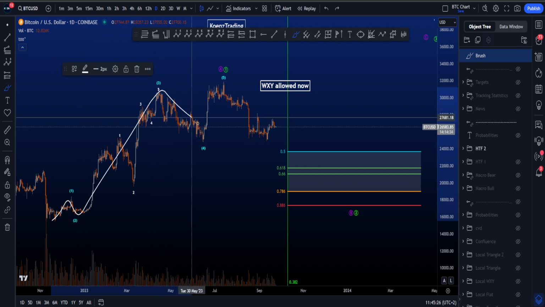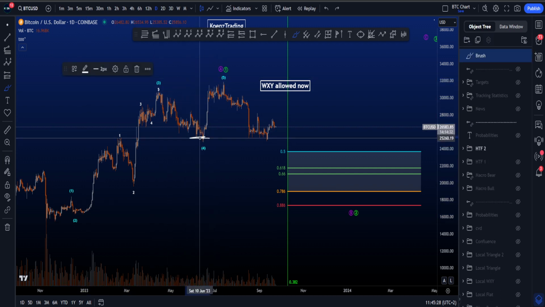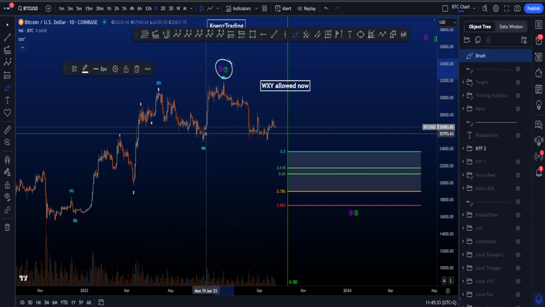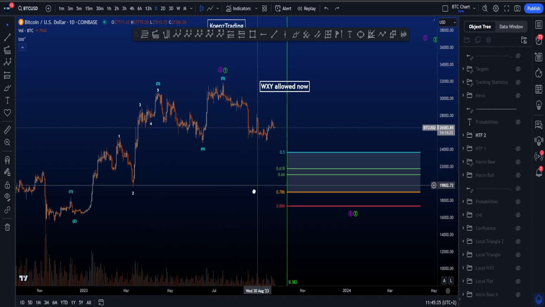So then you have 1, 2, 3, sideways 4, 5, with 4 retracing to the 382, by the way, taken from the low of 2 to the high of 3. And this is the end then of your wave A or your wave 1.